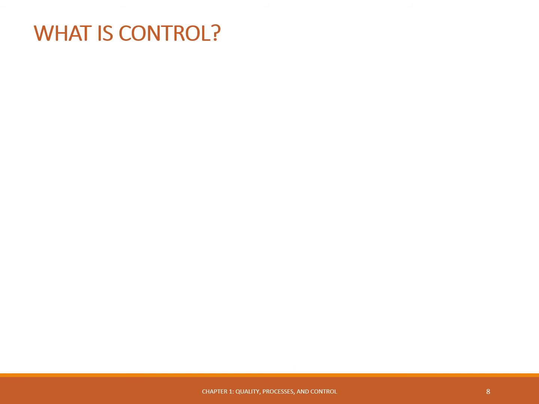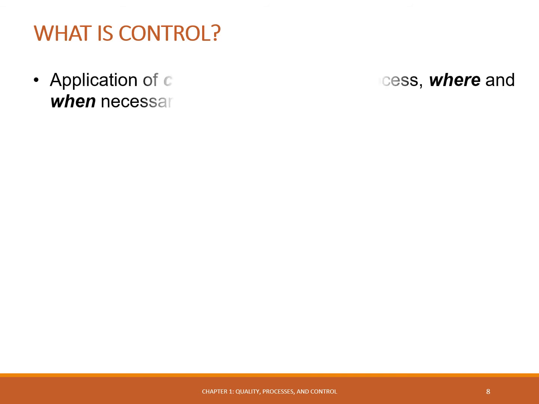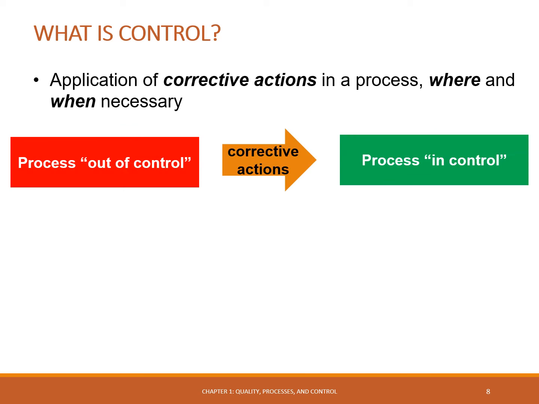Now, let's go through the definition of control. Control usually refers to measurements of the performance of the process and the application of corrective actions where and when it is necessary. It naturally implies that the process is out of control, and by applying some sort of corrective action, we can bring it back to control. Obviously, we must define which metric or metrics we're going to use to determine if the process is in control or not.